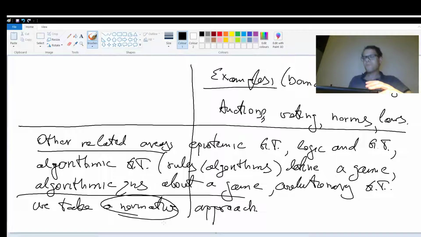Okay, now let me pass to the new topic, which is still in the introductory part of the course, and that is utility theory. That's a theory which underlies game theory.